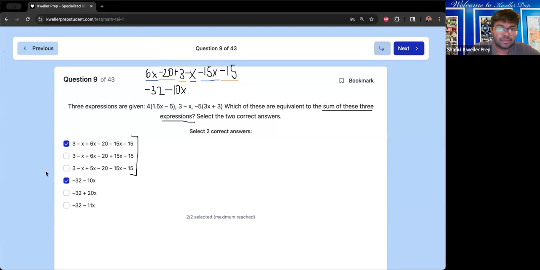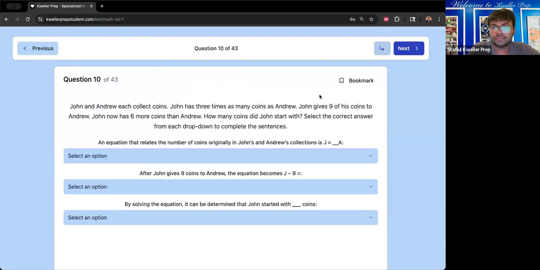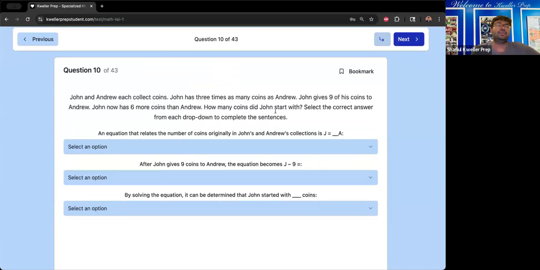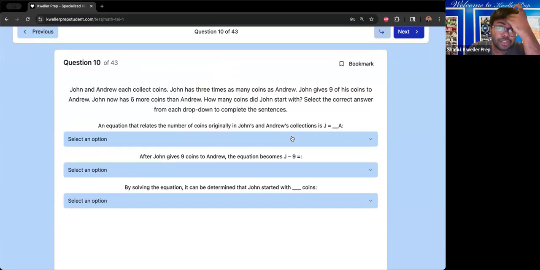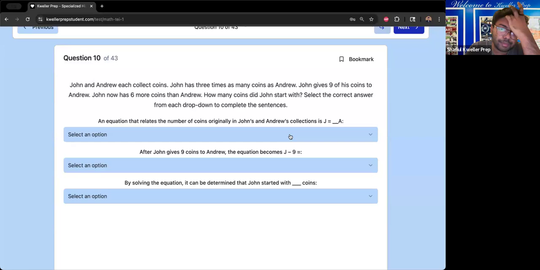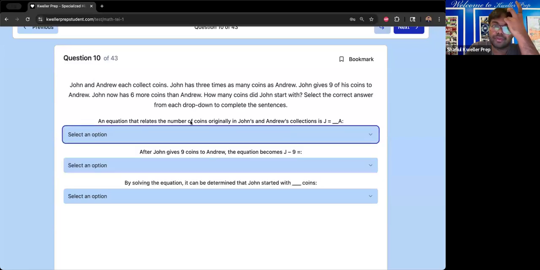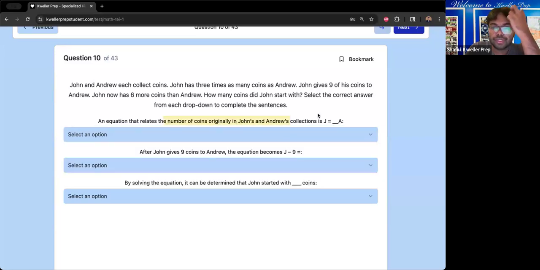Okay, let's go to the next. John and Andrew each collect coins. John has three times as many coins as Andrew. John gave nine of his coins away to Andrew. John now has six more coins than Andrew. How many coins did John start with? Select the correct answer from each dropdown to complete the sentence. This is a possible dropdown question that they'll give you. The number of coins originally in their collection is J equals blank A.